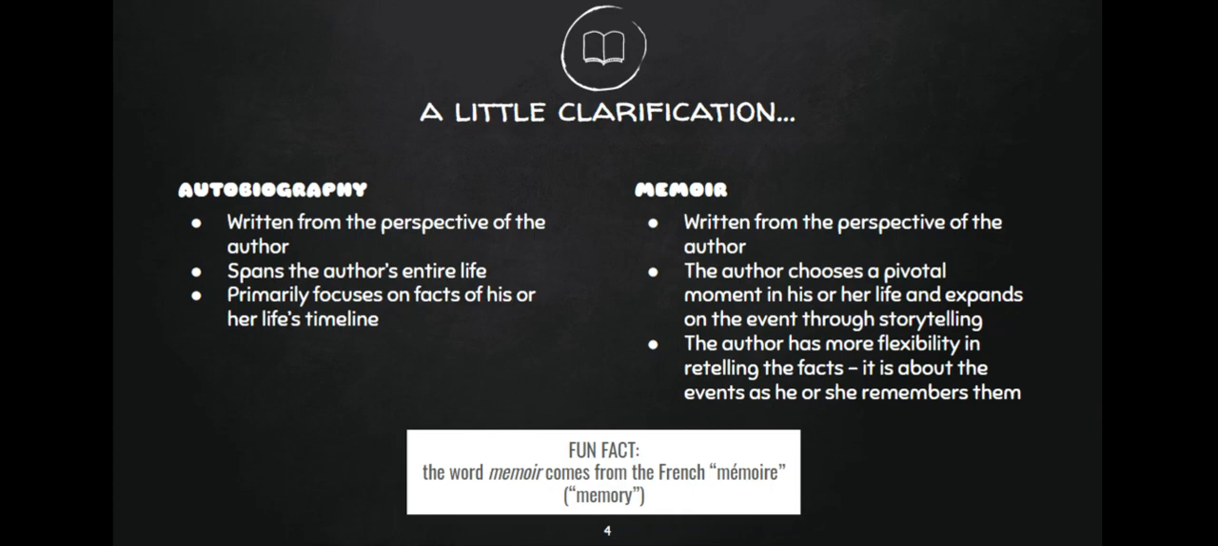I thought something interesting that I found out here: the word memoir, we can tell it even sounds French, right? It comes from, I don't know if I'm going to butcher this, memoir, which means memory. I think that connects really well to not necessarily objective, straight facts, but the way that the story is told through the lens of the author and how he or she remembers.